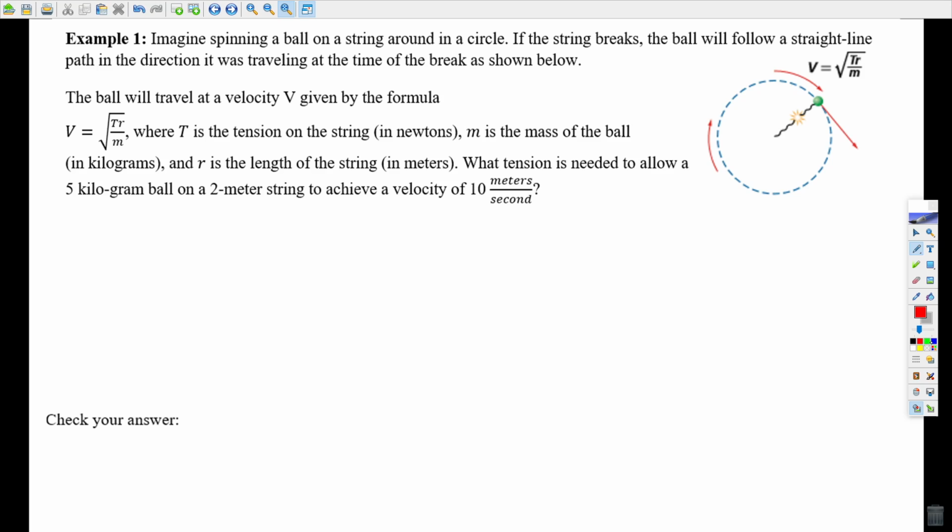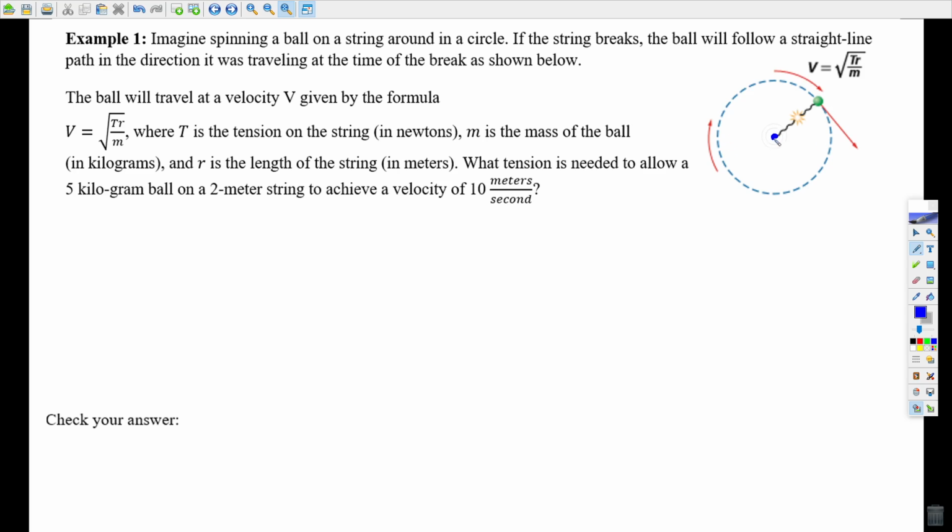Okay, now for a word problem. I'm going to try to solve one of these word problems that you might see in physics whenever you get to physics. It says, imagine spinning a ball on a string around in a circle. If the string breaks, the ball will follow a straight line path in the direction it was traveling at the time of the break, as shown below. So you have this picture over here, and it's giving you a formula that we're going to go through.